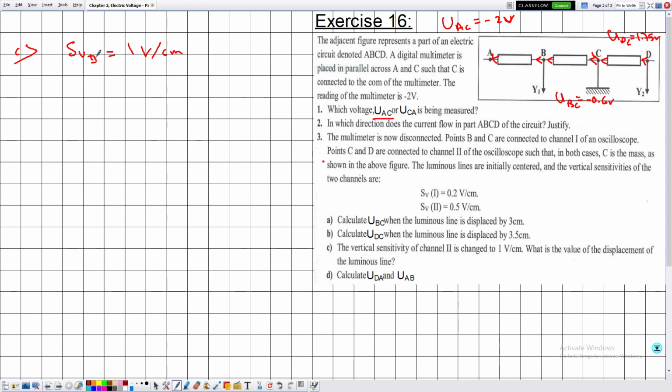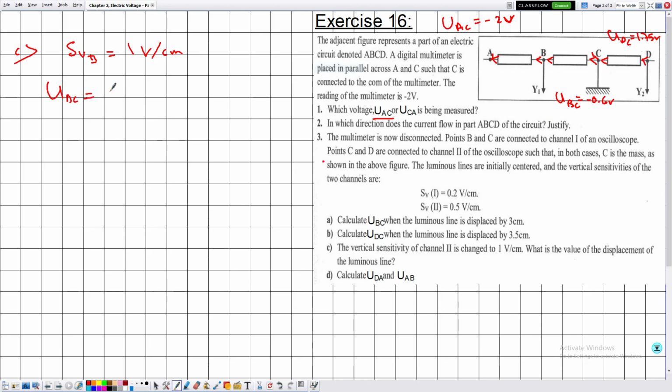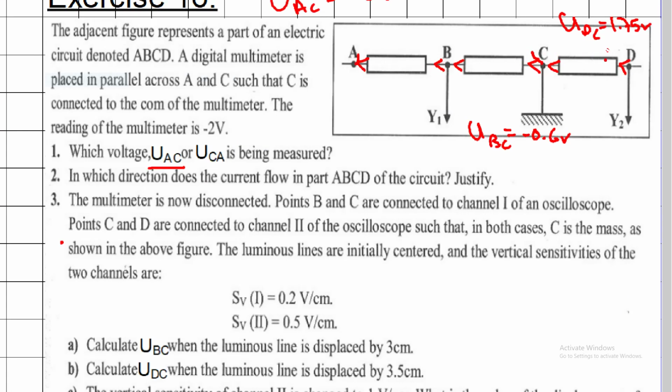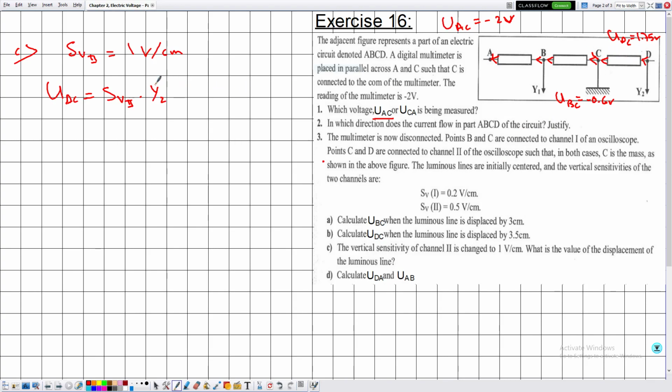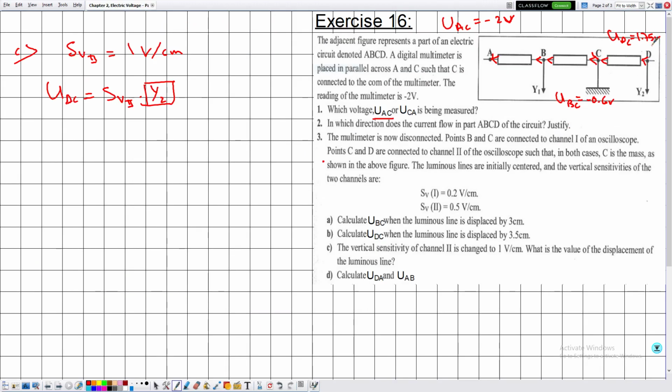We know that SV2, y2 and UDC are related via the following formula. Why UDC? Because channel 2 is related to UDC. Knowing that you are interested in determining y2, the value of the displacement of the luminous line, notice that UDC didn't change because this is an applied voltage. We didn't change the settings of the electric circuit itself related to the source and the components. So the value of UDC is given by 1.75, and we know the new value of the vertical sensitivity.